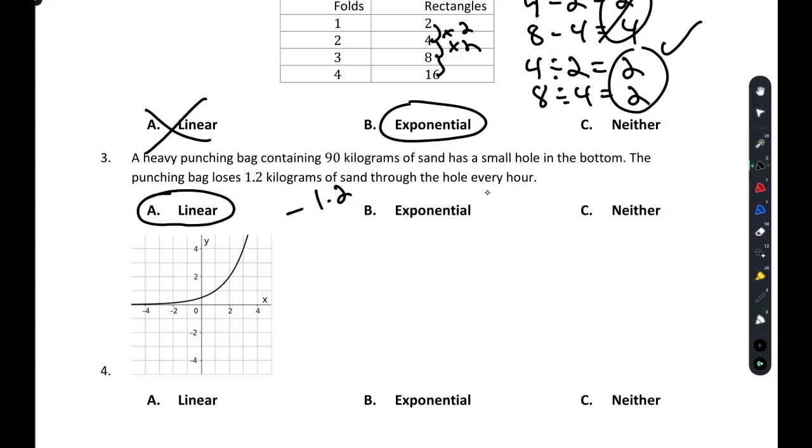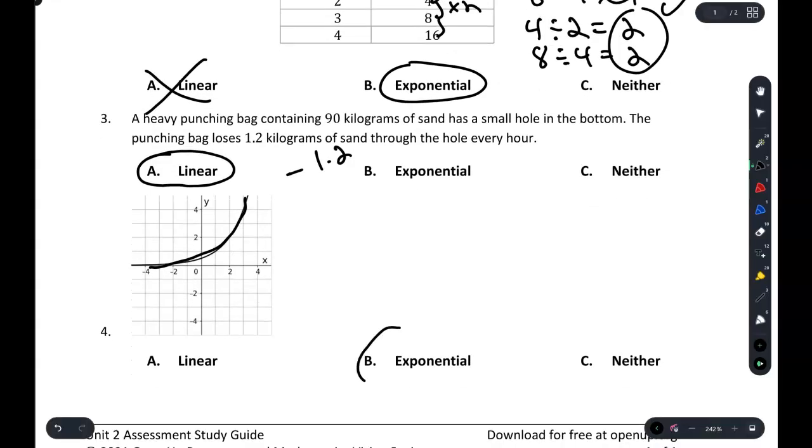Okay, number 4. Unlike the straight line we had earlier, you've got this curved line. So that's going to be exponential.